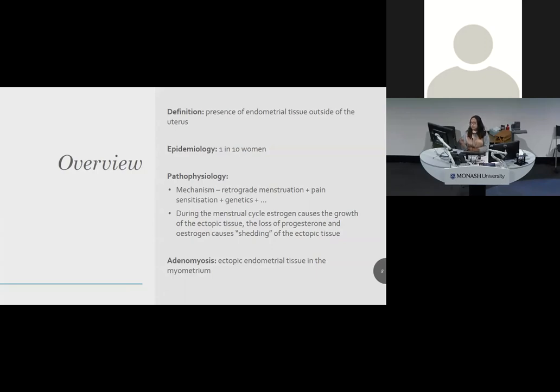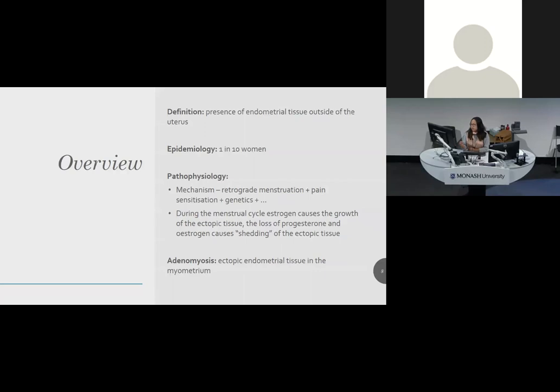It's estimated in Australia we've got a 1 in 10 incidence. However, we think this is an underestimate of the real incidence, as not everyone with endometriosis will get a diagnosis or get a LAP to diagnose it.